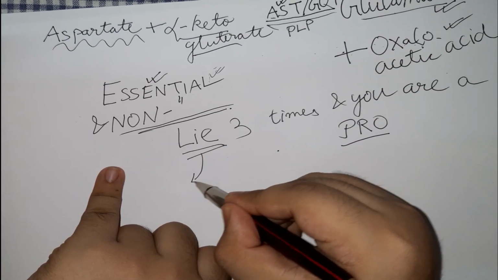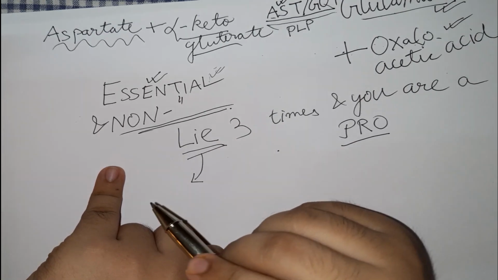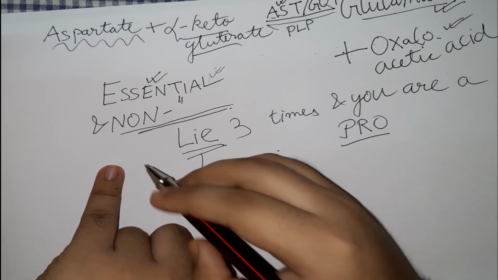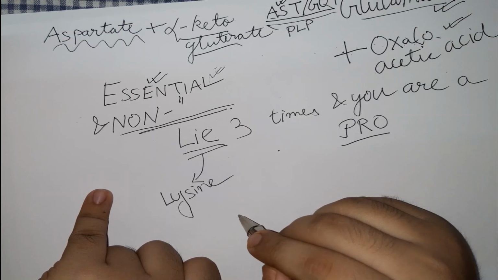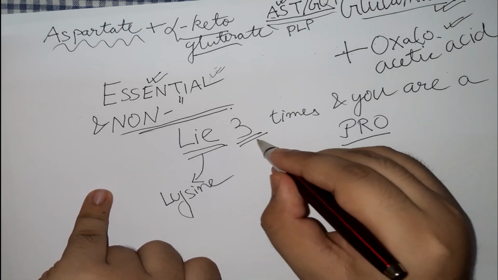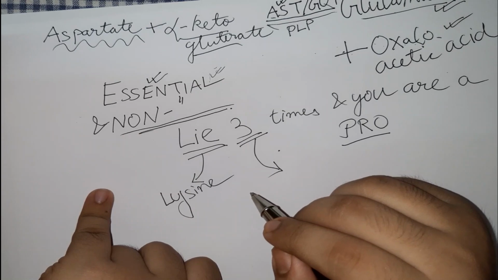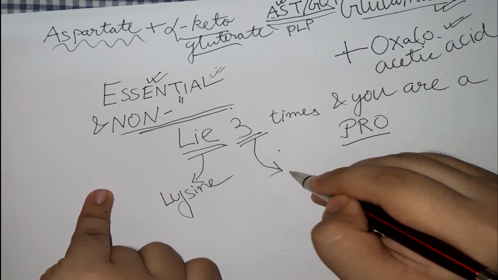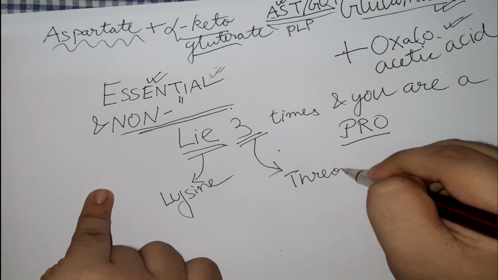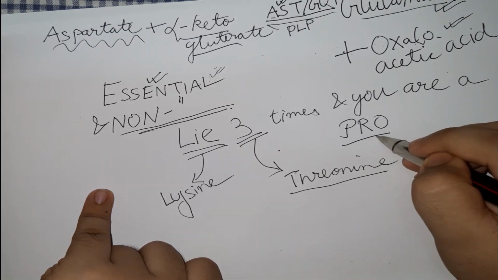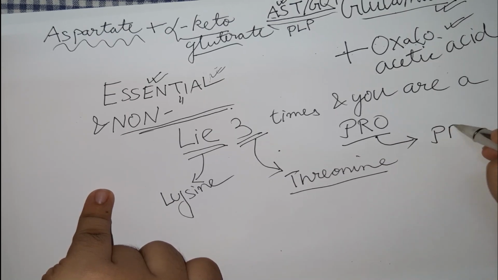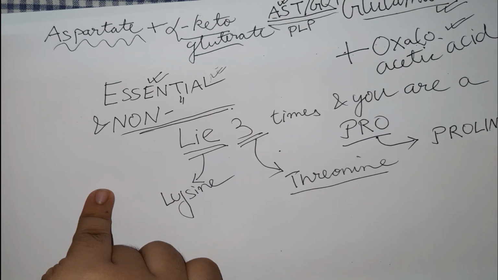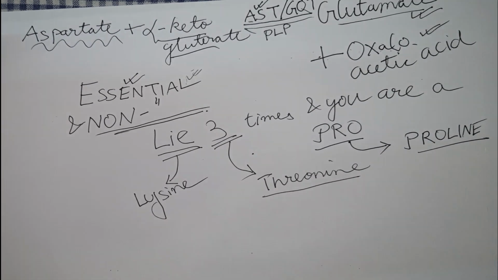Lie stands for, okay, if I say lie, which amino acid do you think I'm talking about? Correct. Very good. Lysine. Right? 3. If I talk about 3, which amino acid am I talking about? 3. Yes, threonine. Very good. And if I'm talking about pro, which amino acid do you think I'm talking about? Very good. Proline. Beautifully said. Lie 3 times and you are a pro.